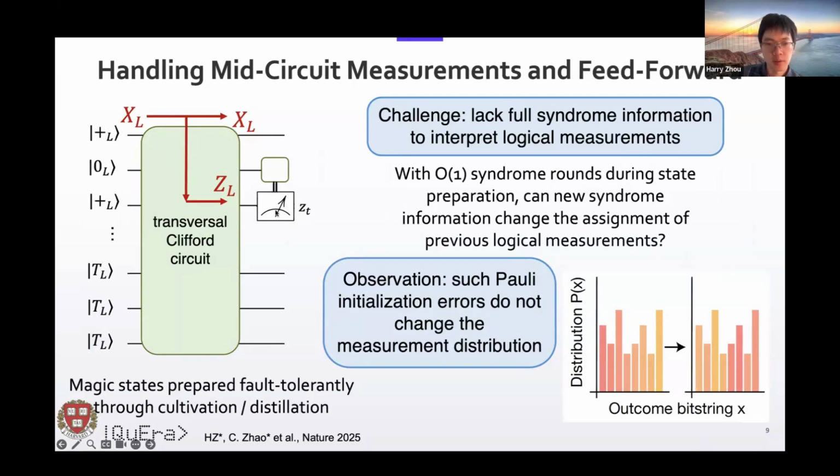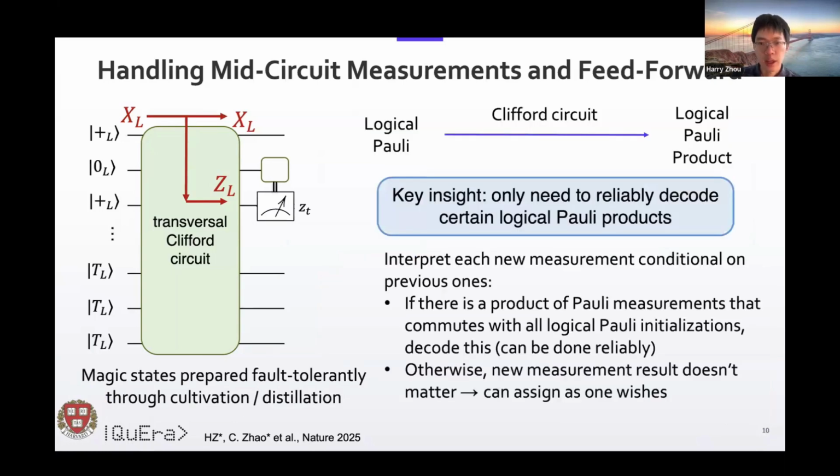What we observed is that actually the Pauli initialization errors that people are worried about, which people worried would change these measurement results, actually, because they're a Pauli state, there's a known stabilizer. And so these Pauli initialization errors actually do not change the measurement distribution. In other words, when you apply the Pauli, you're permuting these bars, but if you look at the distribution of measurement outcomes, it actually still remains the same. And so if we look only at the degrees of freedom that actually are relevant, namely certain logical Pauli products that we need to reliably decode, then actually just looking at those, we can reliably decode these logical measurements in a way that is always consistent and always done correctly.